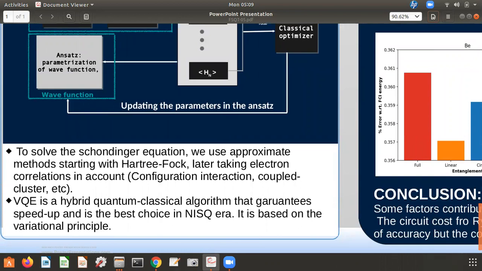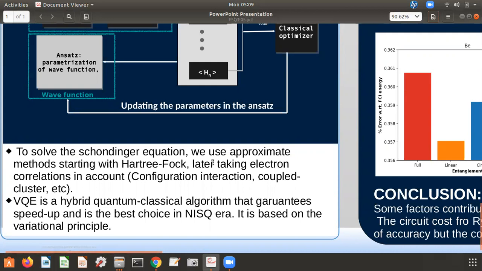In order to solve the Schrodinger equation, we take approximate methods. Starting with the Hartree-Fock method, we then take into account correlation effects and apply what are usually called post-Hartree-Fock methods. There are many different methods available, like configuration interaction, coupled cluster method, etc.